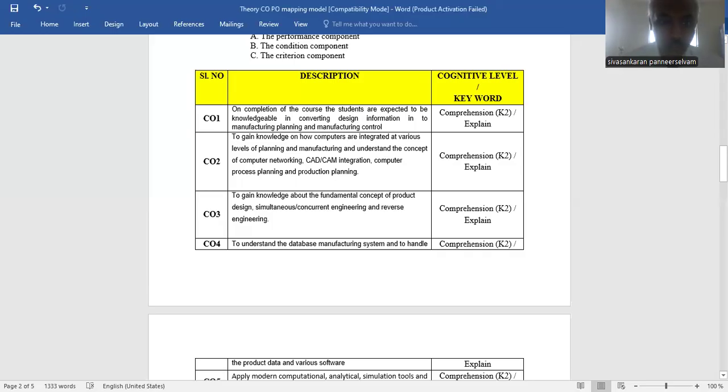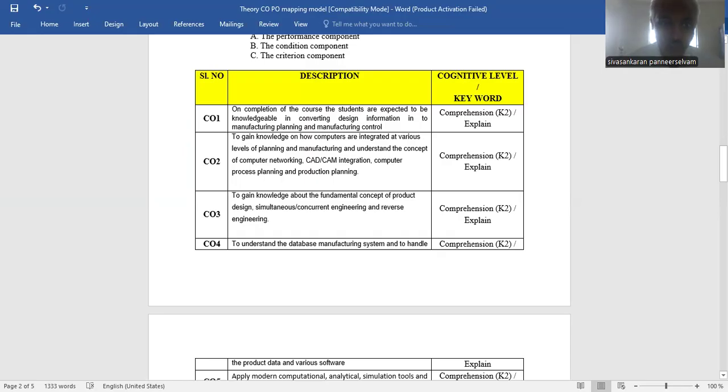Today I am going to present COPO mapping for the subject Computer Integrated Manufacturing Systems. Before moving to the COPO mapping metrics, let us distinguish between what is a course outcome and a program outcome. The course outcome elaborates the individual unit-wise outcome in order to achieve the specific goal for the particular subject.